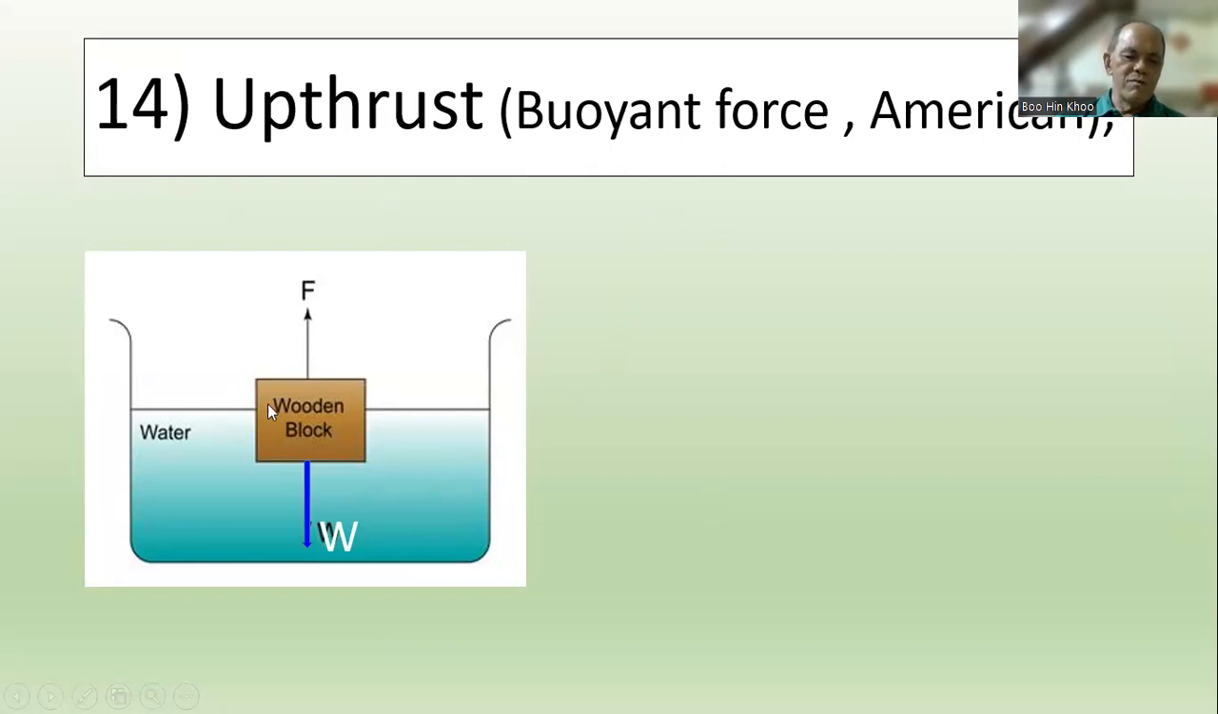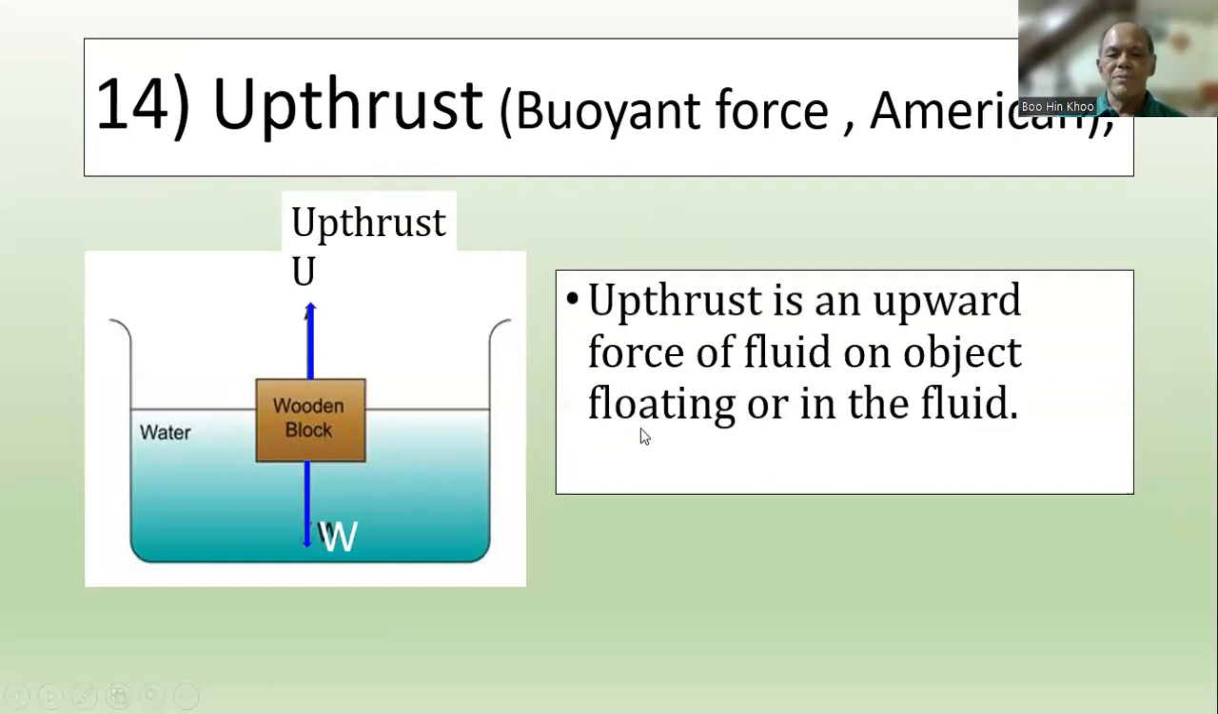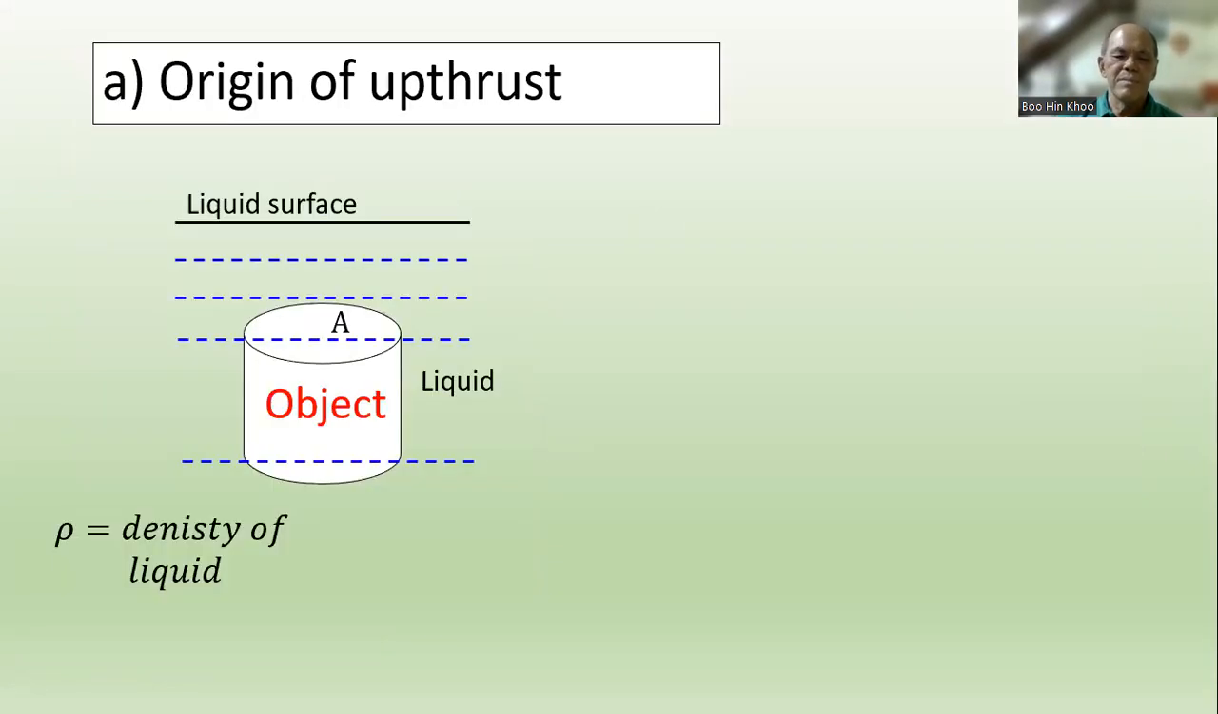So you have a wooden block floating on the liquid. This is the upthrust, the force pushing upwards by the water or liquid, and that's the weight pulling it down. Upthrust is the upward force of liquid on the object floating in the liquid. It can be floating, it can be in the liquid.